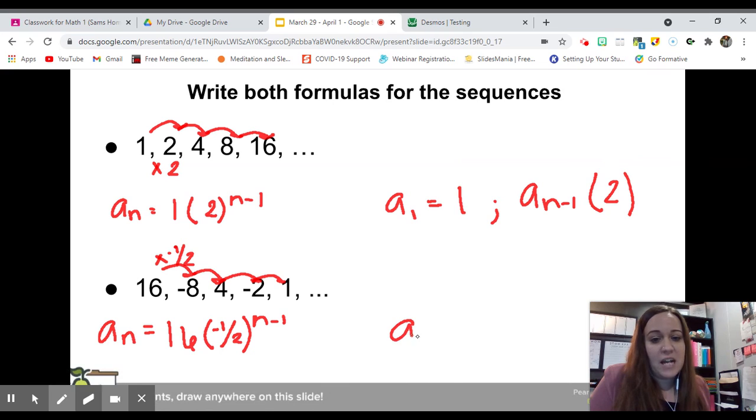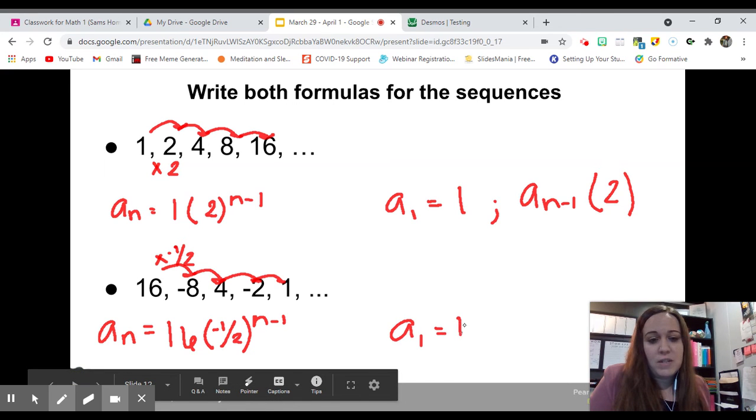The recursive formula just asks you to state the very first term, which was 16. There's a semicolon in there, then a_(n-1) times your ratio.